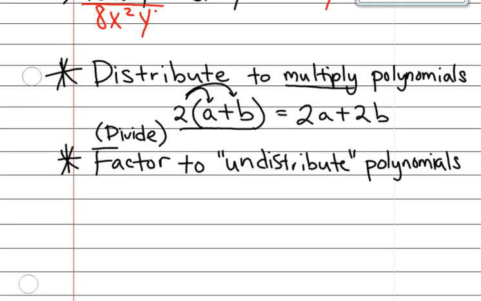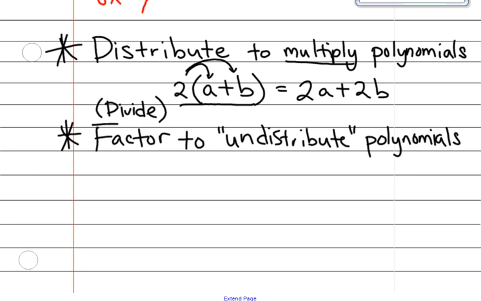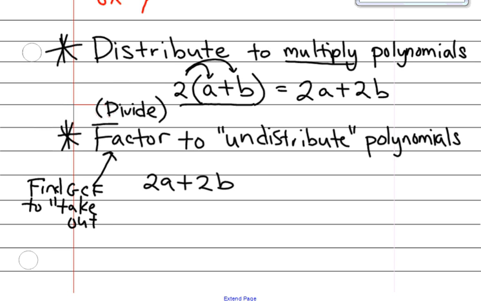parentheses a plus b. So now what's happening in this whole unit is I'm giving you, very basic of course, if I gave you 2a plus 2b, that's what I give you, and I ask you to factor that. So what that means is you want to take out what is in common. You want to find the GCF. And that's really what factor means for right now, is we're going to find the GCF to take out of the polynomial.